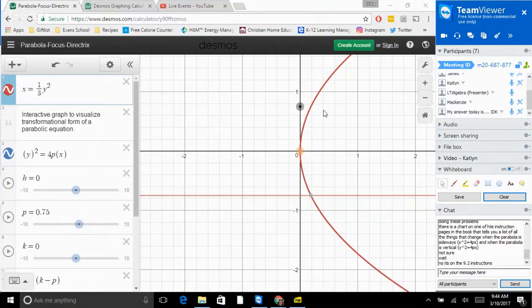So your homework is 3 through 21, I believe. You're going to be doing this just over and over again. Graph the equation, identify the focus, directrix, and axis of symmetry for the parabola.